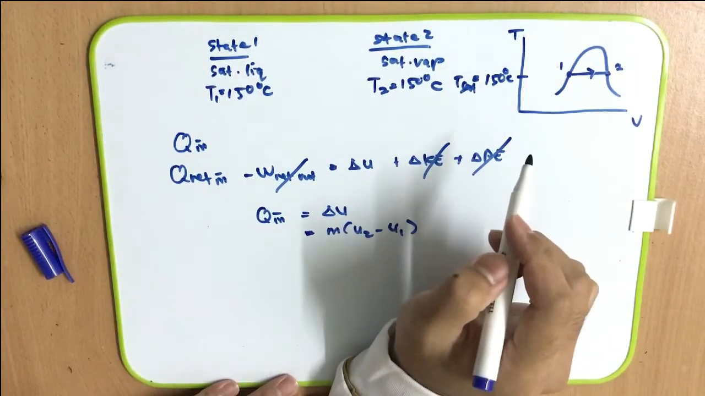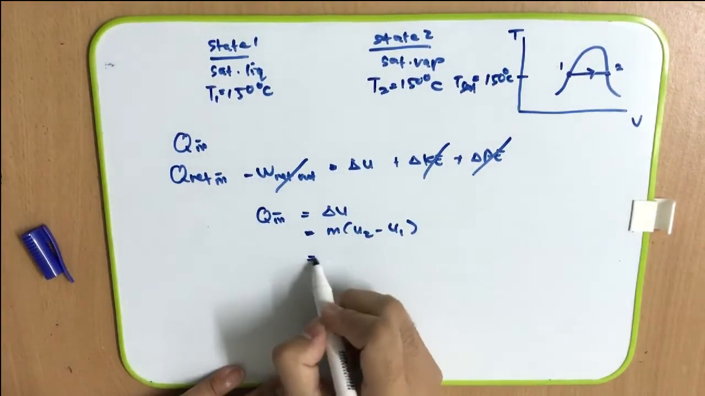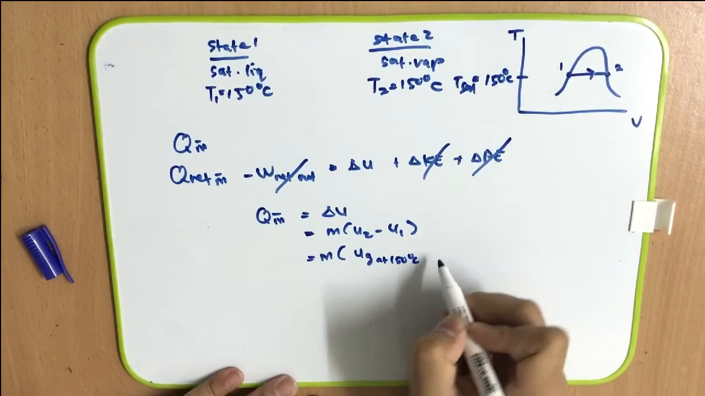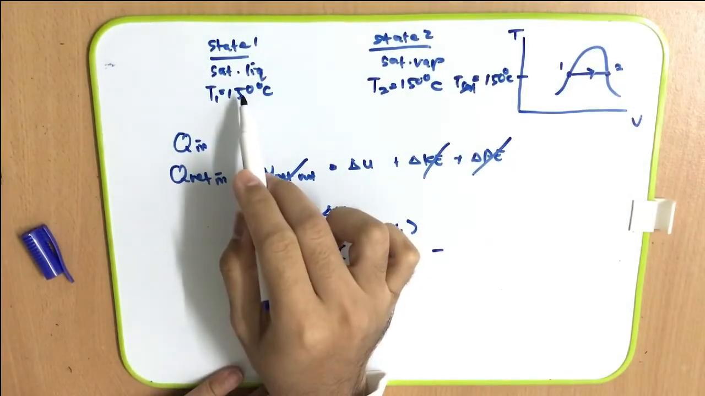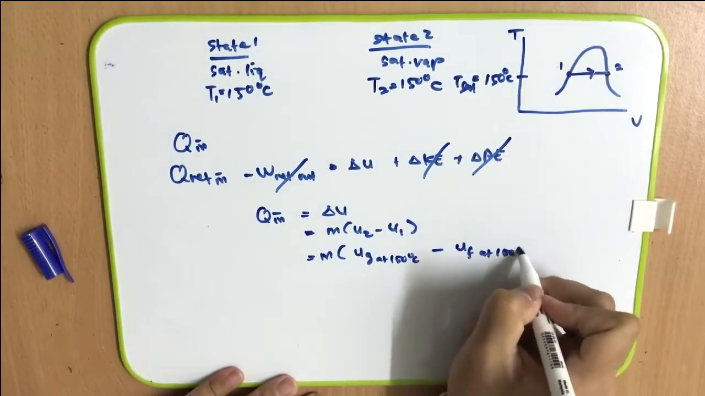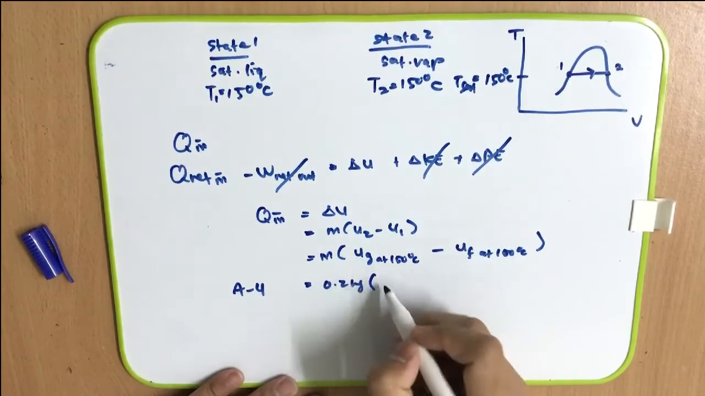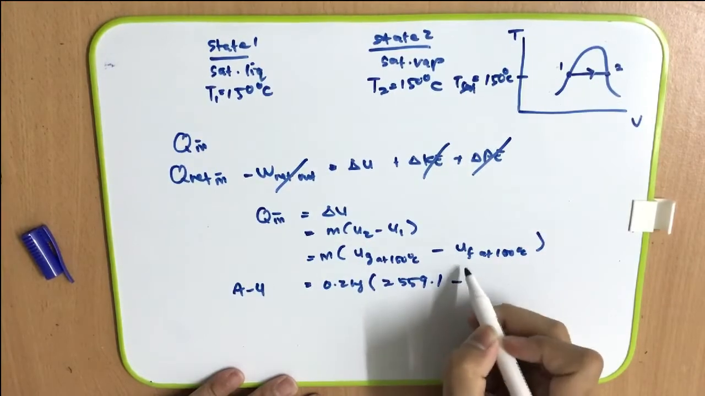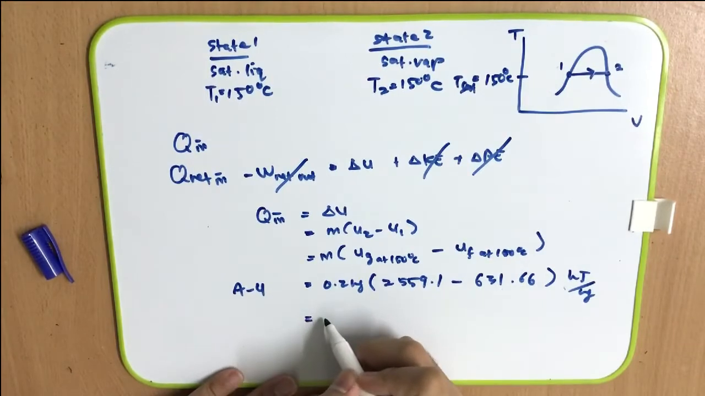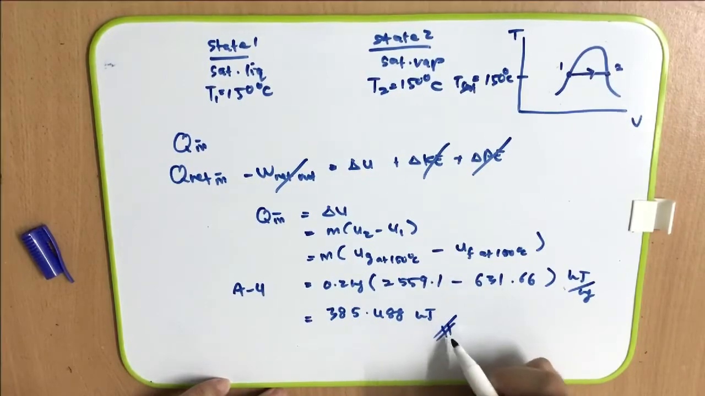By referring to table A4, at temperature 150 degrees C, we can find the U. U2 is saturated vapor, which is Ug at 150 degrees C, minus U1, which is saturated liquid, so U1 is equal to Uf at 150 degrees C. From table A4, the value for Ug is 2559.1 minus Uf 631.66 kilojoule per kg, and when we solve, we get 385.488 kilojoule. So this is how we solve question number 4.